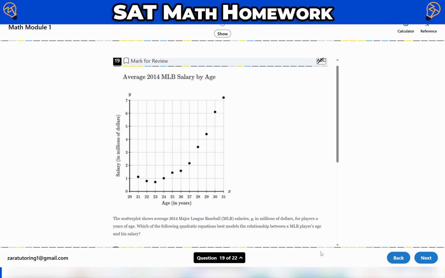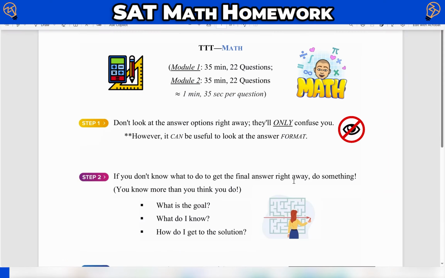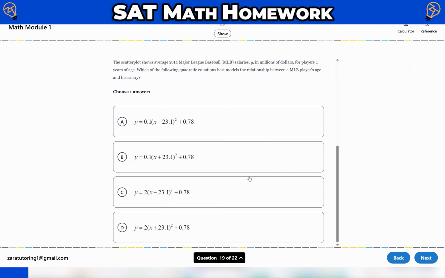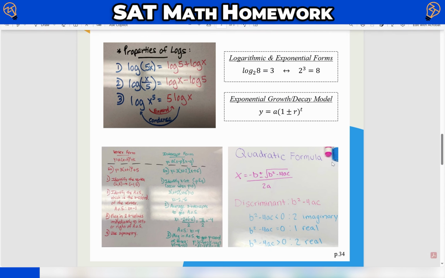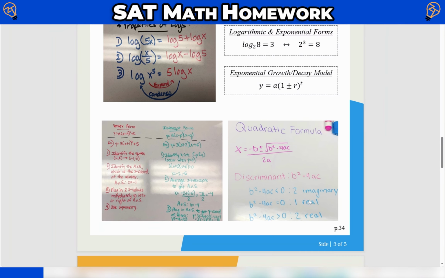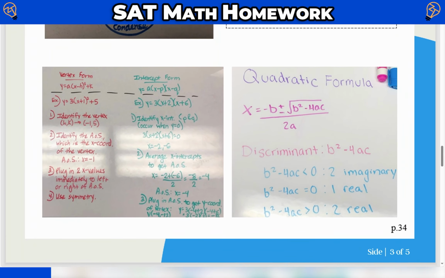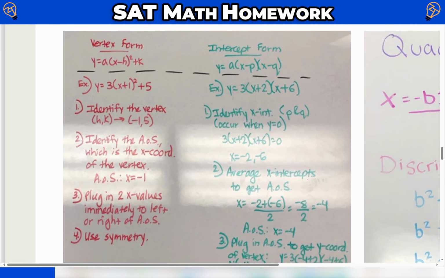Now, on a question like this, it's a perfect example of our triple T document, Tom's Testing Tips, where on tip 1, we say don't look at the answer options right away, they'll only confuse you. However, it can be useful to look at the answer format. When we look at the answer format, we can see that all of these are quadratic functions in a very specific form. More specifically, if we go to page 34, so side 3 of our math reference documents, we can see that it follows vertex form.